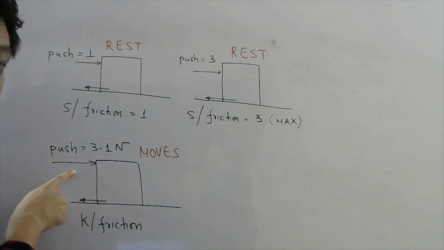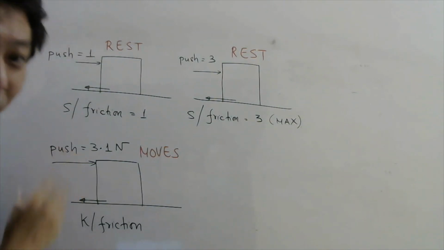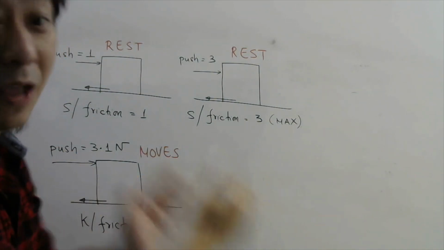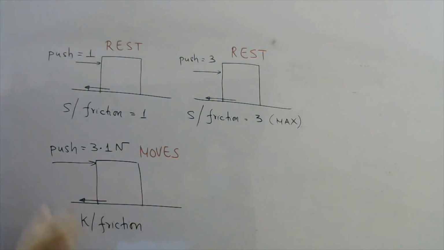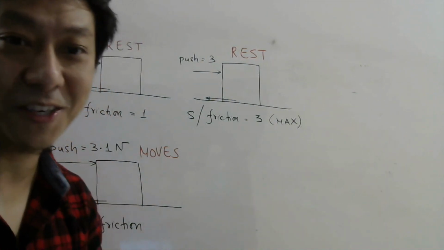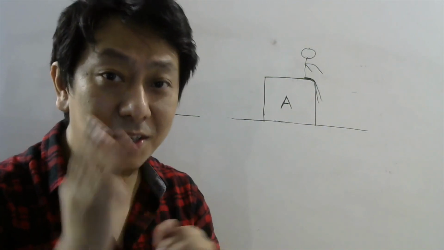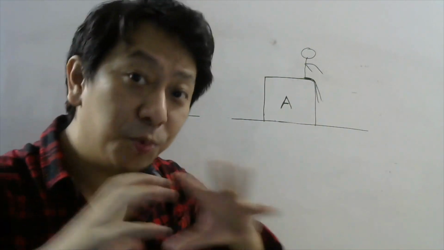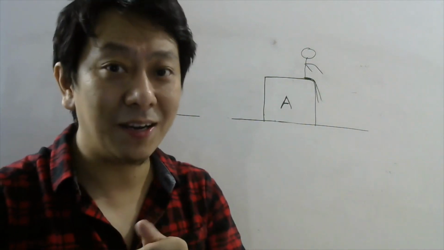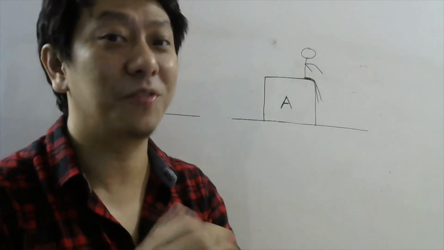So once I apply 3 more than 3, 3.1, the block will move. And once it moves, the friction which comes is what we call kinetic friction. So we saw that if the maximum static friction is 3 units, then your push has to be more than that, then only the body will move, right?